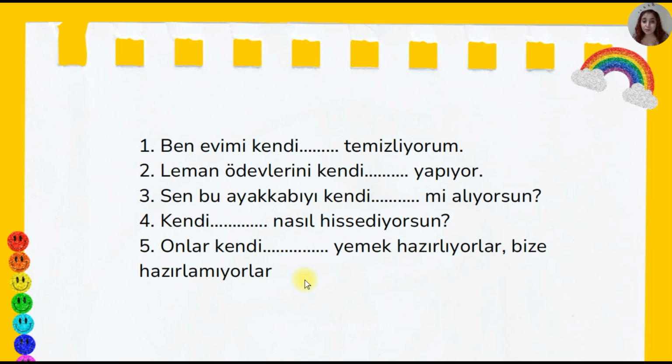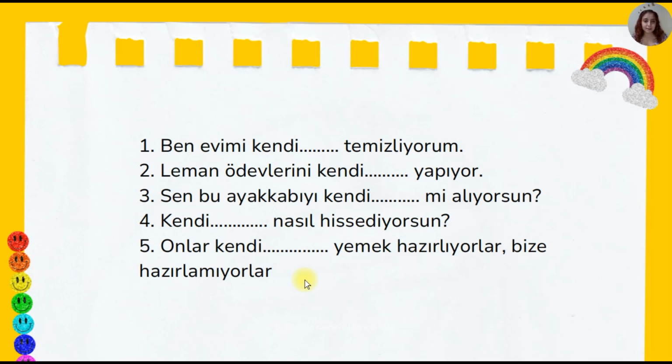Sen bu ayakkabıyı kendi blah blah mı alıyorsun? And I want to ask, are you buying these shoes for yourself? If I want to say, are you buying these shoes by yourself? The suffix will change. Let's see. Sen bu ayakkabıyı kendin mi alıyorsun? By yourself. Kendine mi alıyorsun? For yourself. Kendim, by myself. Kendime, for myself. Okay.